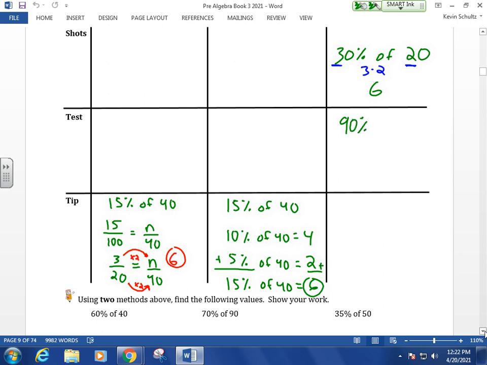The second one, 90% of 30. We know the answer is 27. How do we get 27 from 90 and 30? What? 9 times 3 is 27.